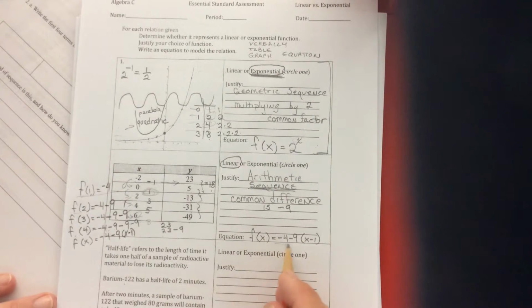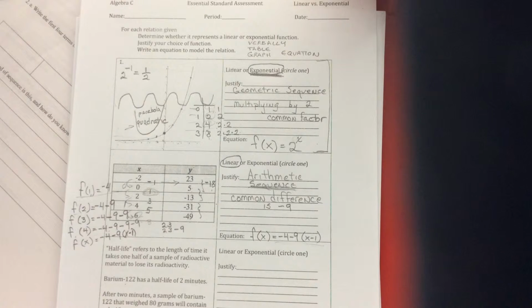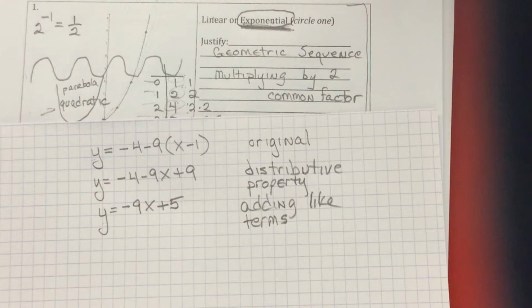Can you turn this into y equals mx plus b? Actually, why don't you turn your paper over and do it on the back of your paper? Okay, what did you guys get? f of x equals negative 9x plus 5. Right. Okay, that's what I got too, and that's how I did it. Now, do you remember how to graph a line? Yeah, go ahead and graph that line.